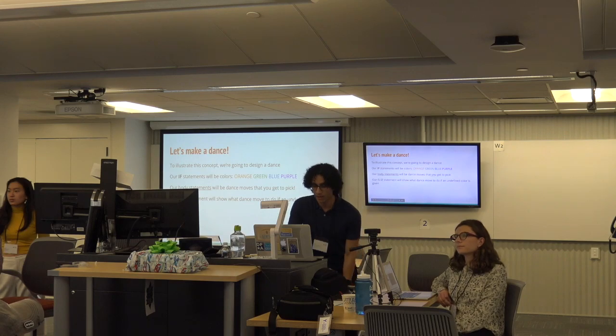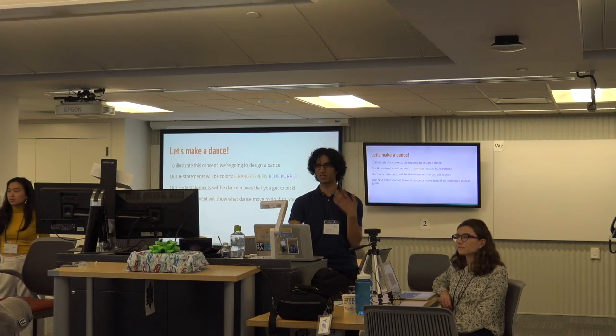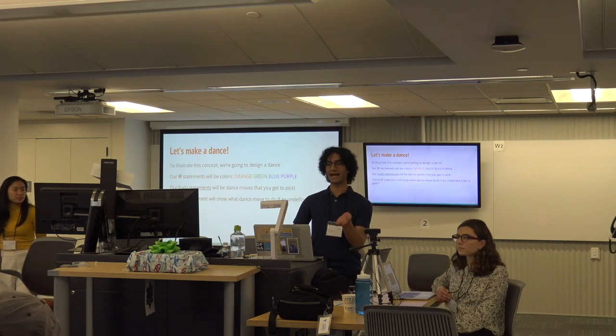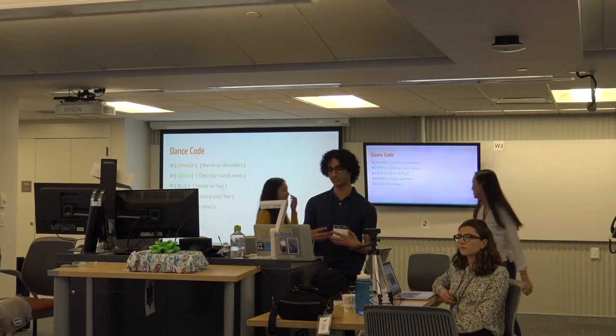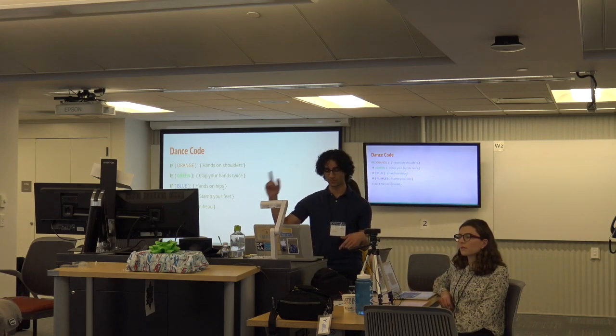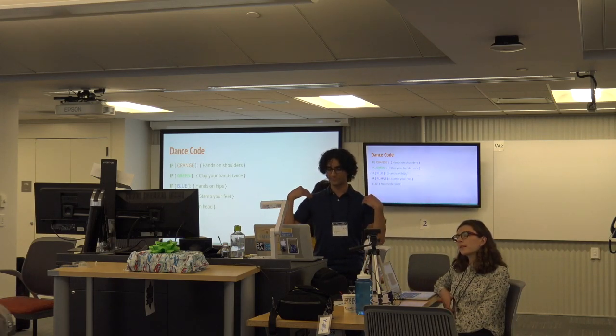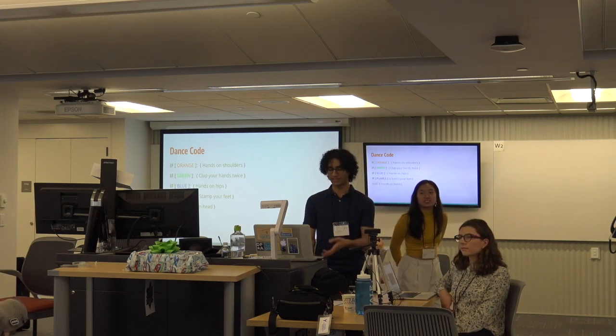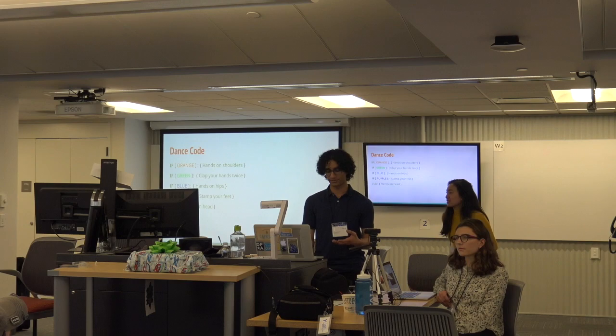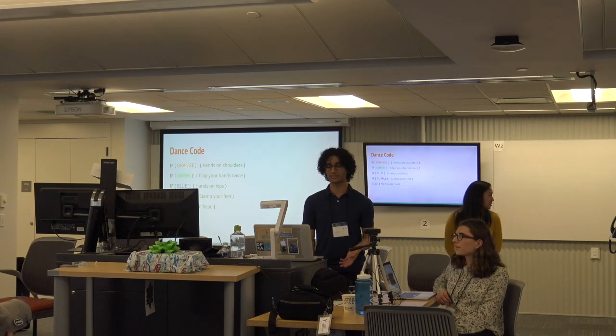Our activity for this is another dance based on colors. We're going to have a body of conditional statements. If the color on the screen is orange, put your hands on your shoulders. If the color is green, clap your hands twice. If the color is blue, hands on your hips. If the color is purple, stamp your feet. And in all other cases, hands on your head.